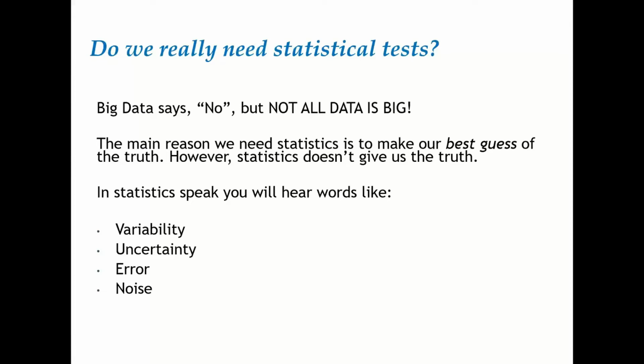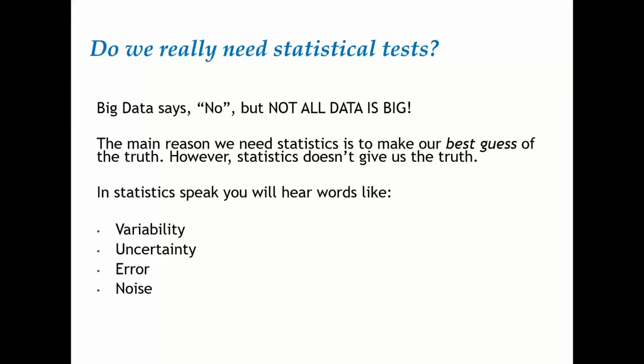Okay. But in statistics speak, you're going to hear words like variability, uncertainty, error, noise. They're all words for the same thing. We deal with the variables. Not everybody's the same age. Not everybody has the same response. So it varies person to person.